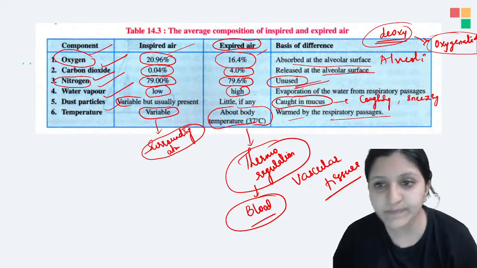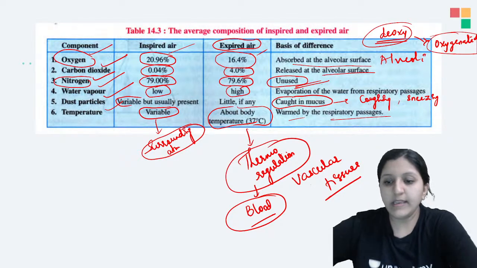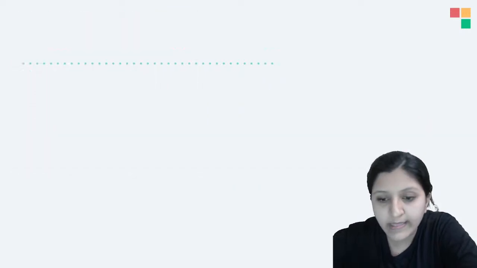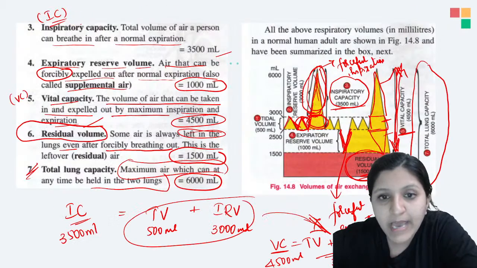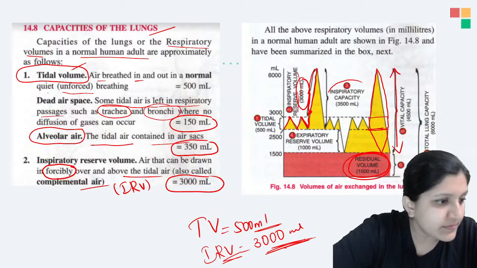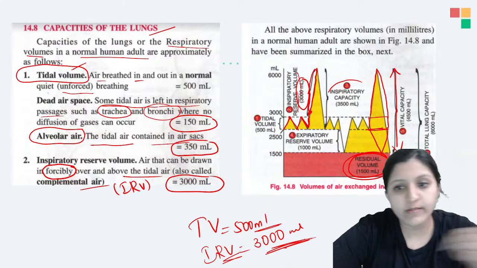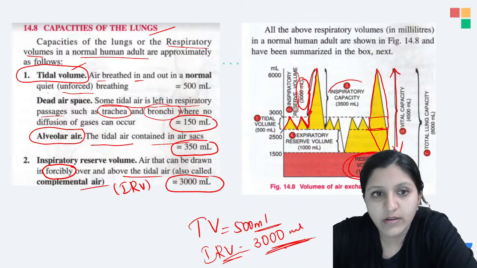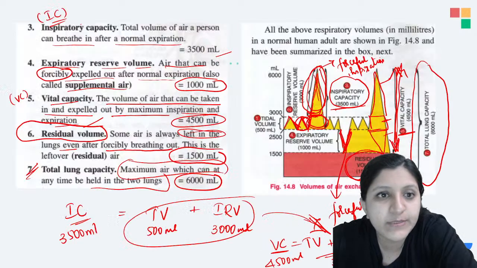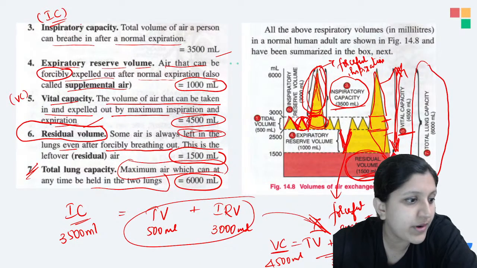Any doubt here? Is this clear till here? So I cleared about the inspired air, the expired air, and the capacities. Okay, so any doubts you have? So we saw the capacities of the lung. Then there is inspiratory reserve volume and expiratory reserve volume.